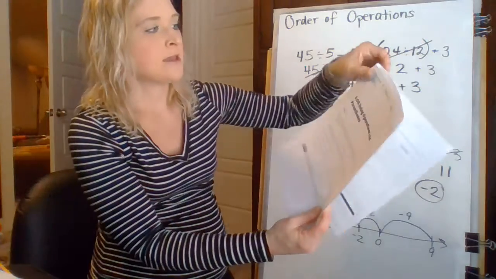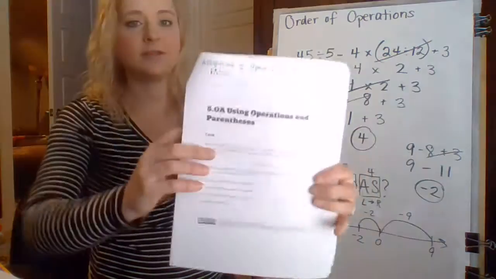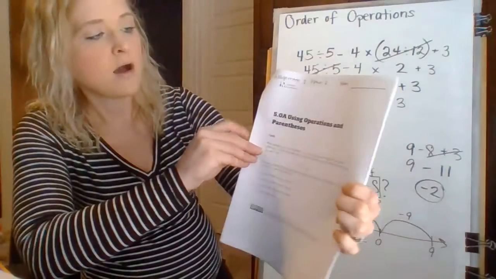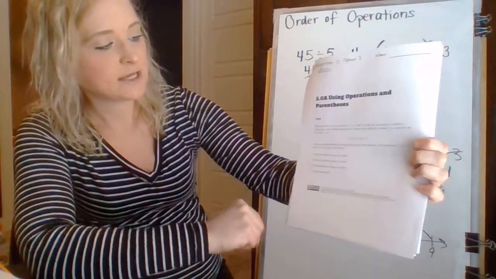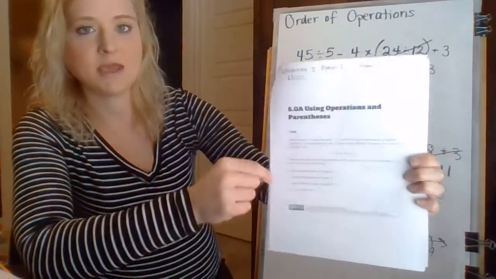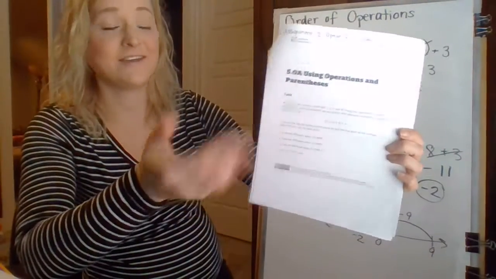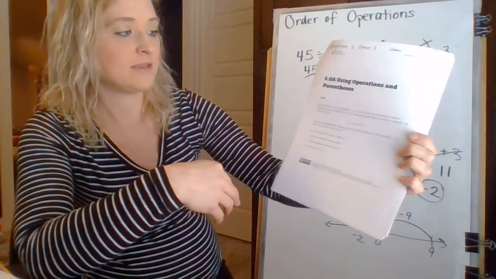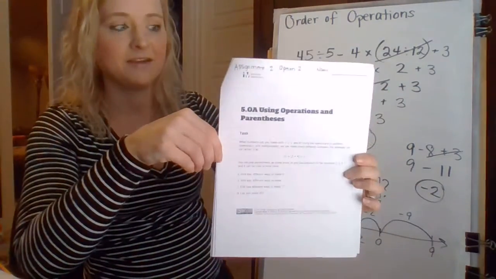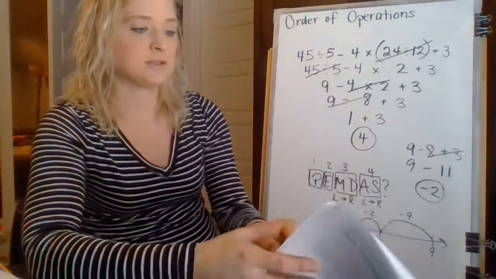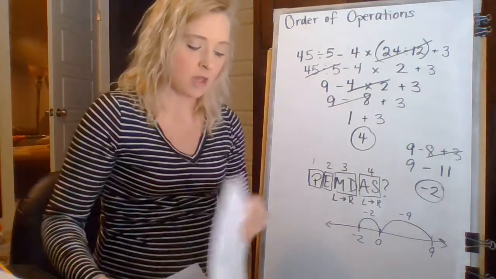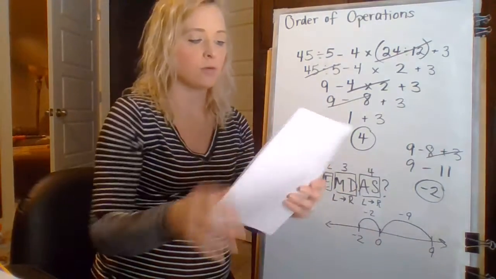Now, assignment 2, option 2, the task-based learning, is also using operations and parentheses, and you get to make up some of your own equations to get certain amounts and things that way. So that's kind of fun, especially if you like to be creative. Okay, so hopefully that helps you review order of operations.